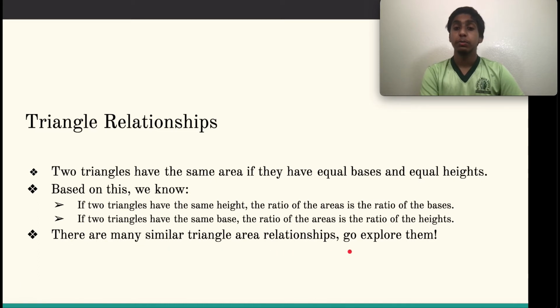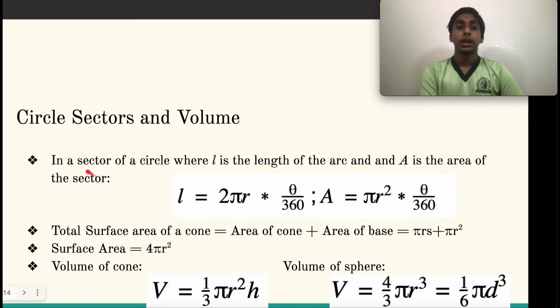I encourage you to go explore them, search up triangle area relationships, or maybe a triangle with shaded regions to find different areas, and based on that, you can find many more relationships that can help you when you're studying this in general. Okay, so now we're going to go over circles, sectors, and volumes.